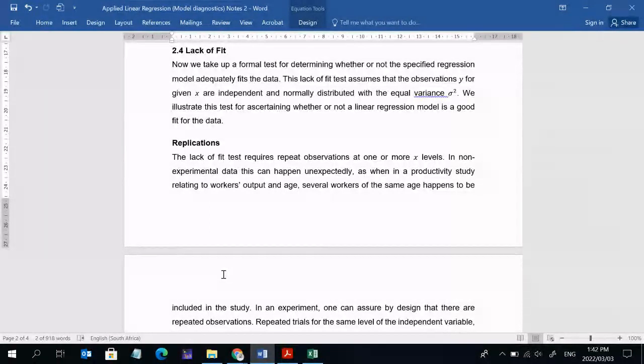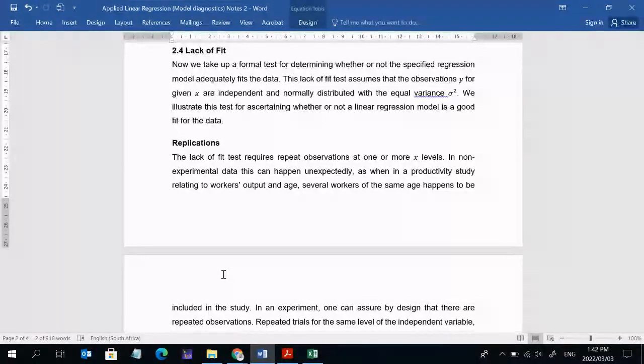Now let's go to lack of fit. We want to check if the model adequately fits the data. You noticed in one of the examples last week that we fitted a linear regression model, and the scatter plot was not linear. So now we are going to test, not using the graph, but with a formal test to check if the model fits the data.